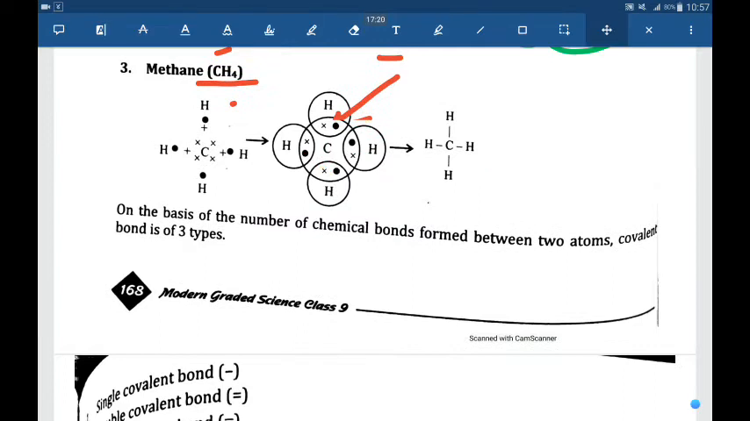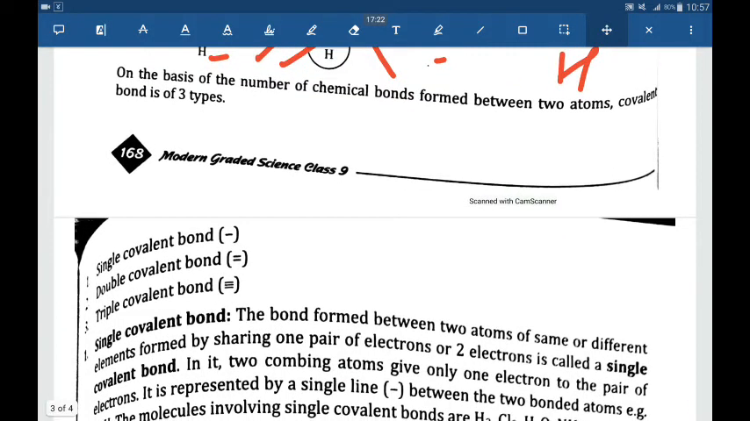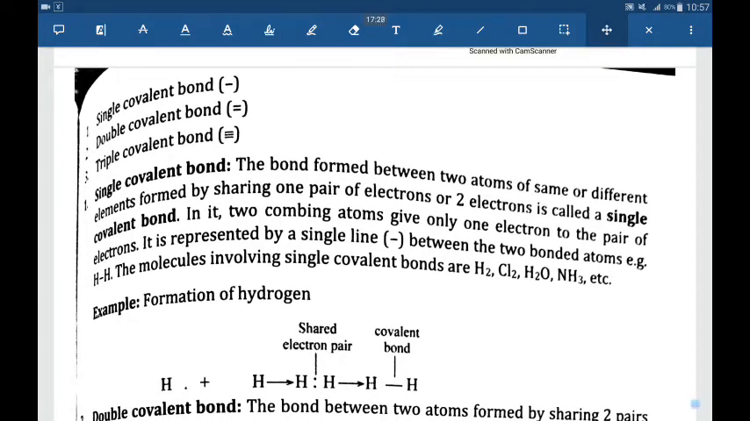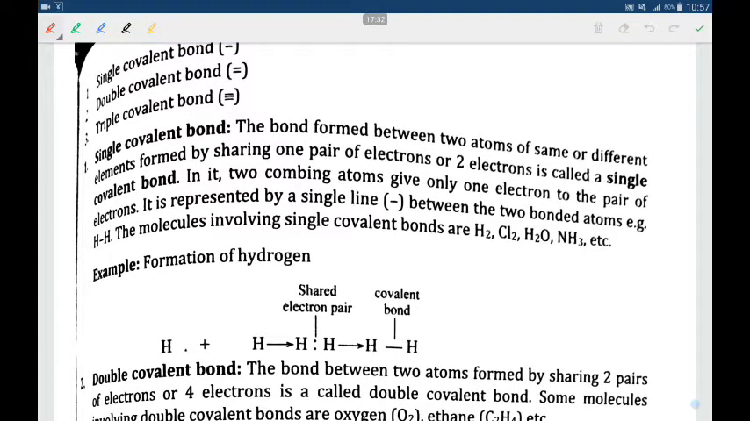This is also an example of covalent bond. How many types of covalent bonds are there? Three types. What are the three types of covalent bond? Single covalent bond, single line; double, two lines; triple, three lines. Single covalent bond, double covalent bond, and triple covalent bond.